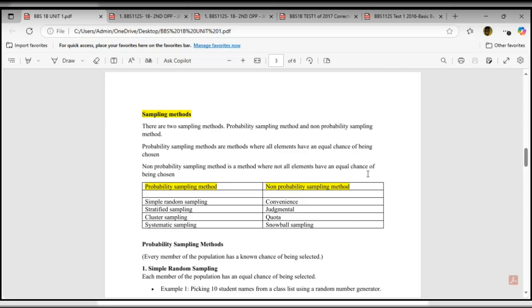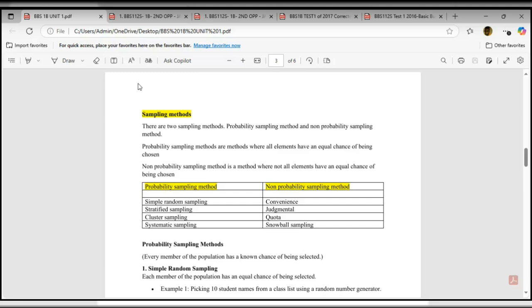Now, under probability and under non-probability, we have four methods each. First, I want you to memorize what is under probability and what is under non-probability, in case they ask you to list them. But I also want you to know what they mean, because they can give you scenarios, and then you have to say which sampling method the scenario represents.